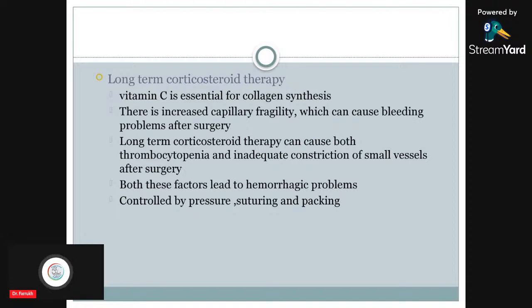There is an increased capillary fragility which can cause bleeding problems after surgery. Long-term corticosteroid therapy can cause both thrombocytopenia and inadequate constriction of the small vessels after surgery. This is a very important thing. Both these factors lead to hemorrhagic problems, which are controlled by pressure, suturing, and packing.